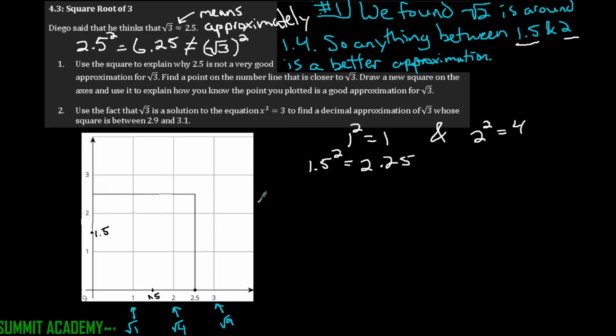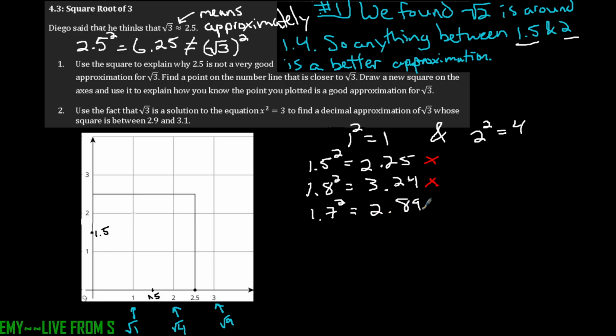So let's go a little bit higher. What about 1.8 squared? That's going to be 3.24, which is a little too high, so it's not right either. So let's keep going and go a little bit lower. What about 1.7 squared? That's equal to 2.89. We're trying to get as close as possible to 3.